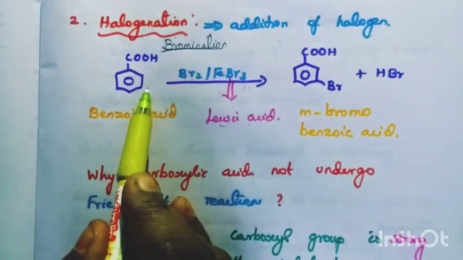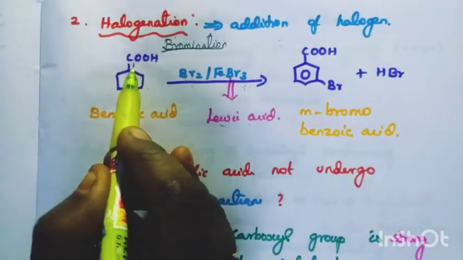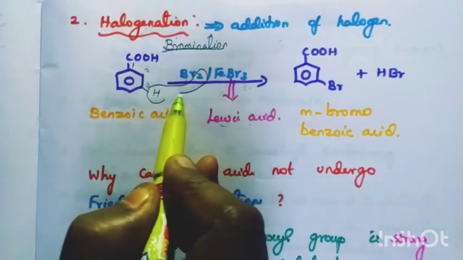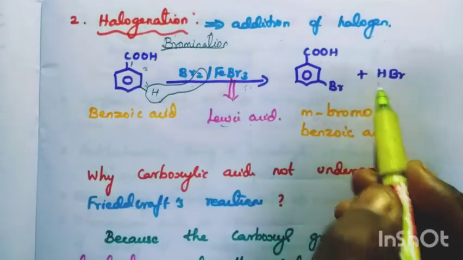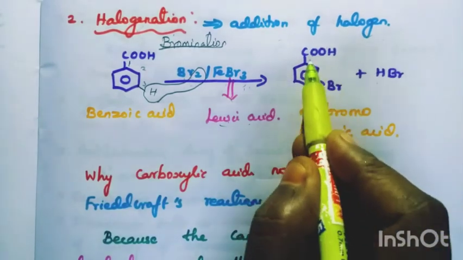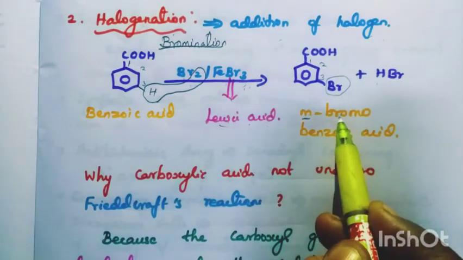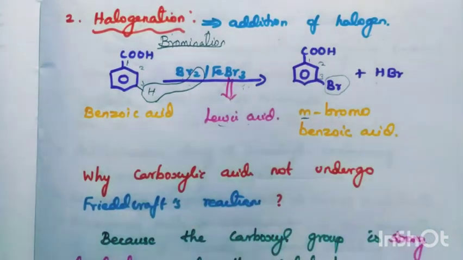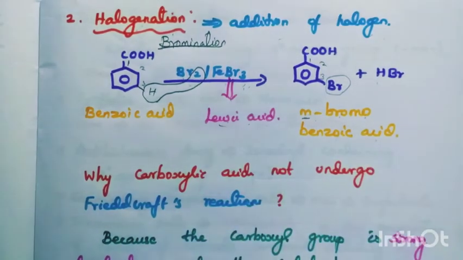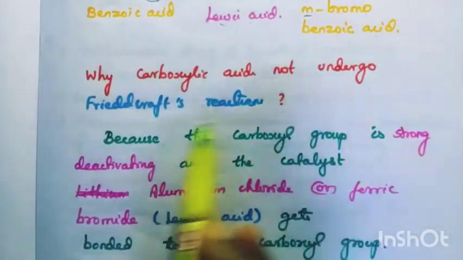How does this reaction take place? Carboxylic acid is meta-directing, no? 1, 2, 3. At the third position we have one hydrogen. That hydrogen reacts with bromine to remove HBr. HBr goes out and one Br is added here. So the meta position, the third position, is called meta. What is that? Bromo, in which compound? In benzoic acid. So it is meta-bromobenzoic acid.